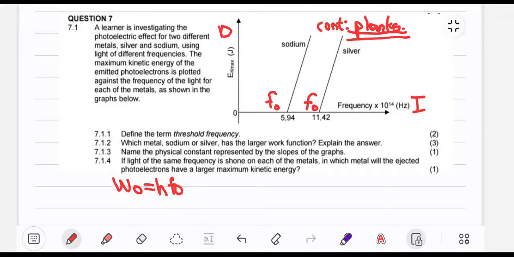So we want to know which one is going to have a greater work function. For this to be greater, to be big, its threshold frequency needs to be big. Now I would compare between this one and this one.